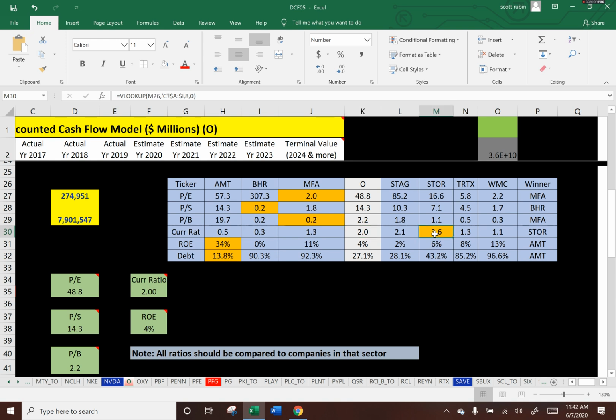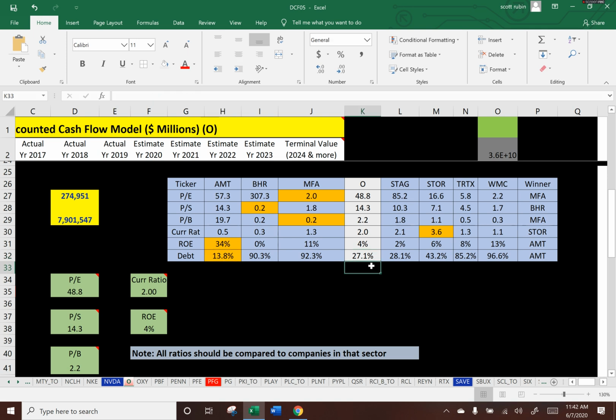I wouldn't want a really high current ratio. 3.6 is okay, but once you get too high, that just means you're sitting on a lot of cash, and there are probably better uses of cash than just to leave it on your balance sheet. They have a terrible ROE, and their debt is good.